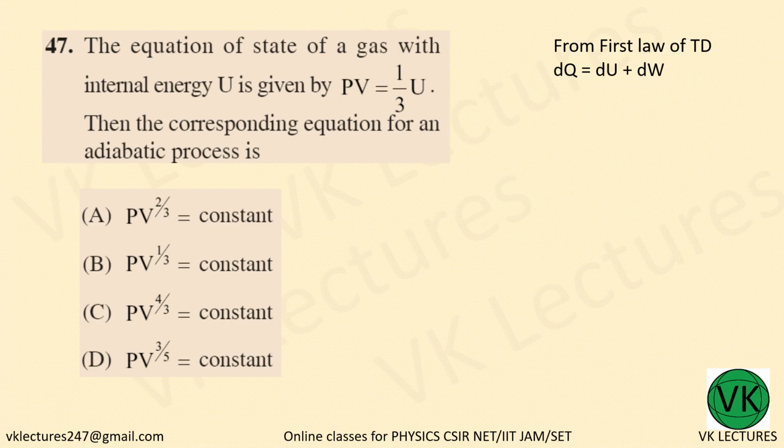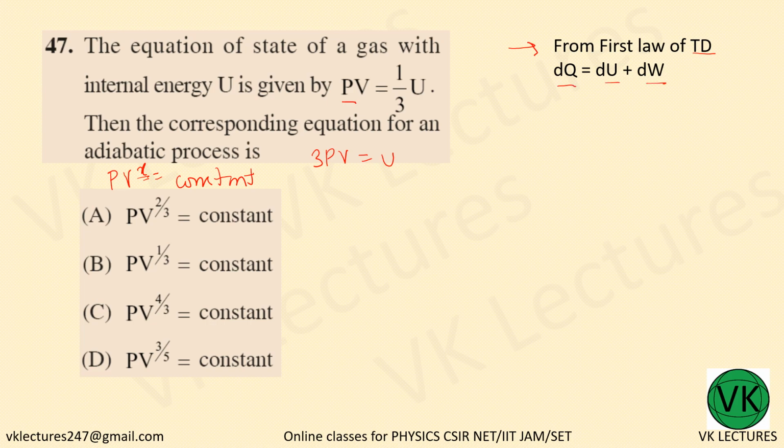The equation of state of a gas with internal energy U is given by PV equal to 1/3 U. The corresponding equation for an adiabatic process: we know PV raised to gamma equal to constant, so our aim is to find this gamma. Now from PV equal to 1/3 U, we can write 3 times PV equal to U. So this is your first law of thermodynamics, which says dq equal to du plus dw.